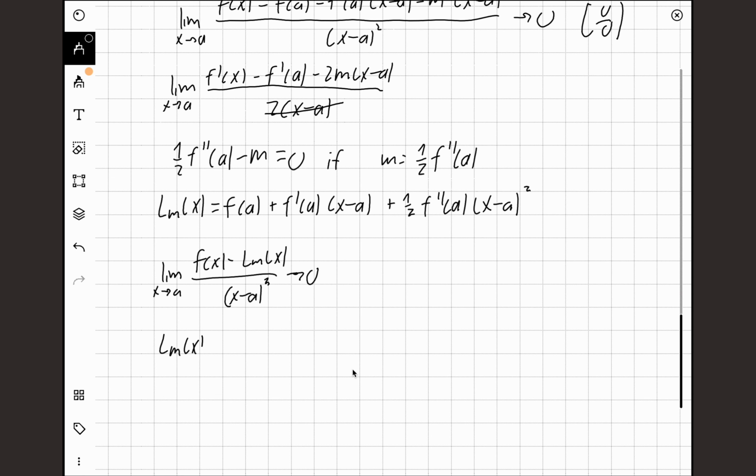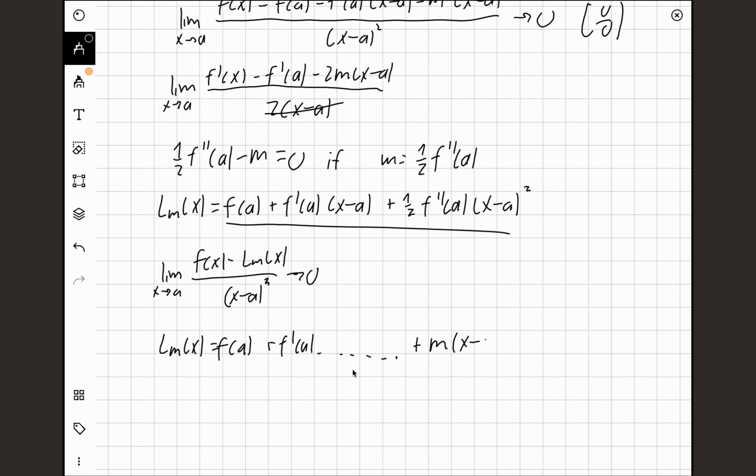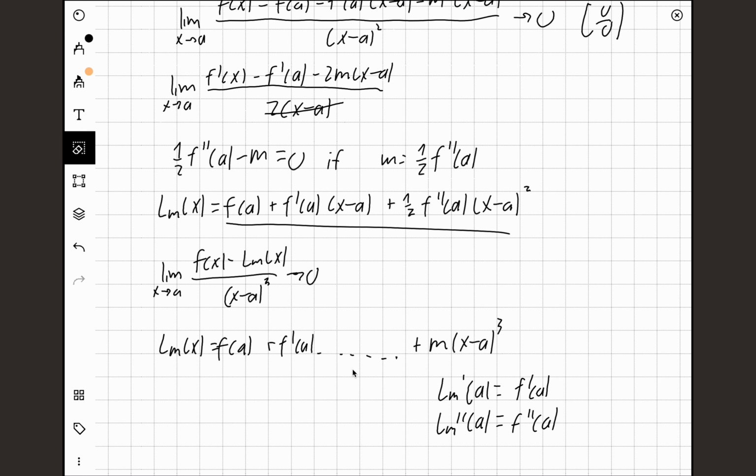So our L_m of x is going to be exactly what it was before. So it's going to be f of a plus f prime of a, and so on till the end. And we're going to add another term, plus m times x minus a cubed. And again, if we take the first derivative and the second derivative, these all just cancel out. So we're still going to get that L_m prime of a equals f prime of a, because when x is a, this just cancels. And again, we're also going to get that the second derivative equals the second derivative of f at a. So it doesn't affect lower order terms, because when x is close to a, x cubed will be a very small number. And if we want to make this limit go to 0 again, we're going to do the exact same thing.